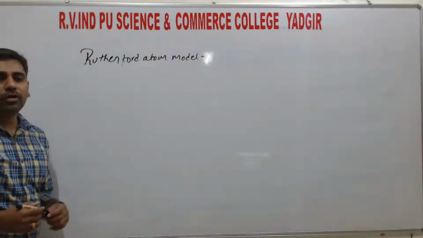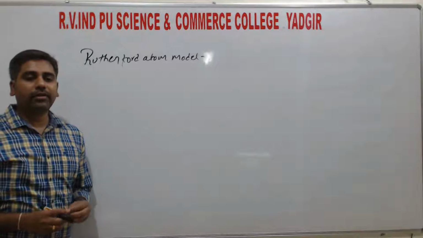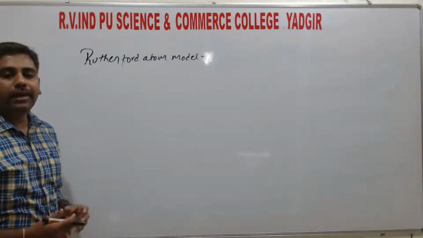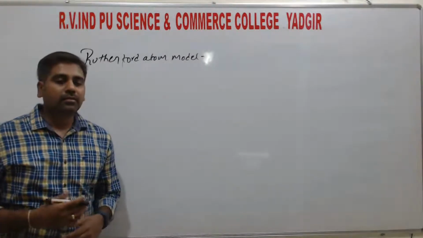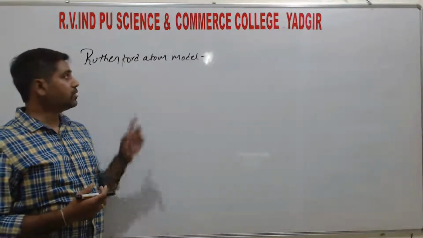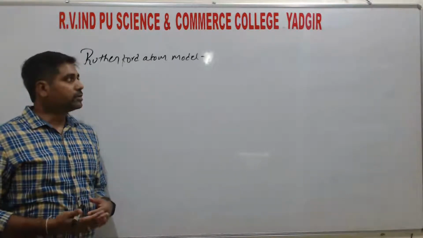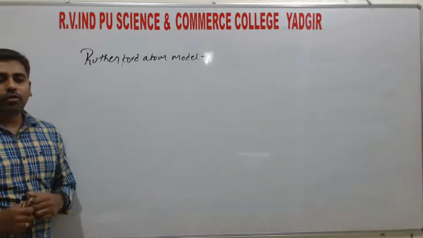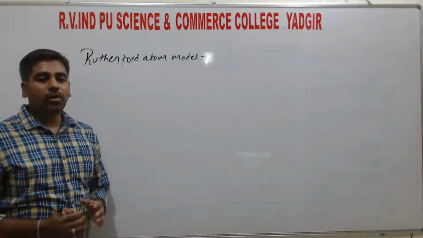In this atom model, the entire positive charge and most of the mass of the atom are concentrated into a small volume. That volume we call the nucleus, and the electron, the negatively charged particle, is revolving around the nucleus, like the planets revolving around the sun. Hence the Rutherford atom model is named the planetary atom model. The concept of the nucleus was first proposed in this theory, hence it is also named the nuclear atom model, right?